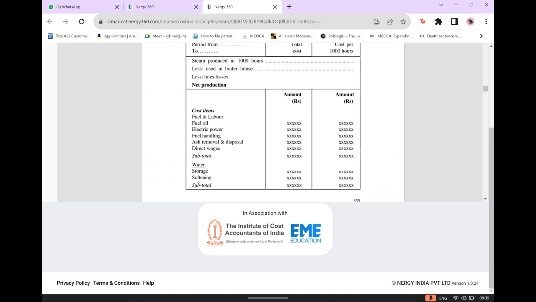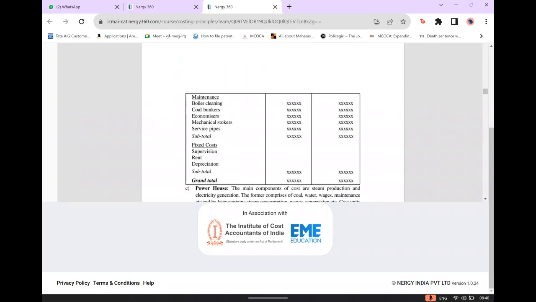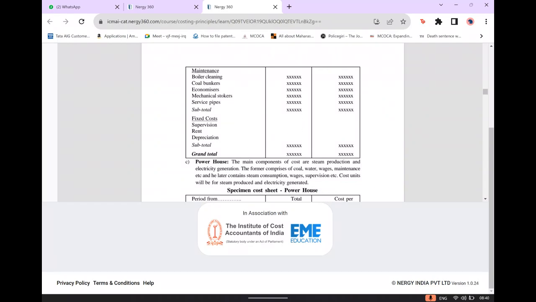So cost also includes fuel and labor. It will be fuel, electric power, fuel handling charges, ash removal charges, direct wages, then water, all these things. This is the operating cost. Then the maintenance cost: you will have boilers, cleaning, coal bunkers, economisers, then mechanical stokers, all these maintenance items. That maintenance cost will be classified here.